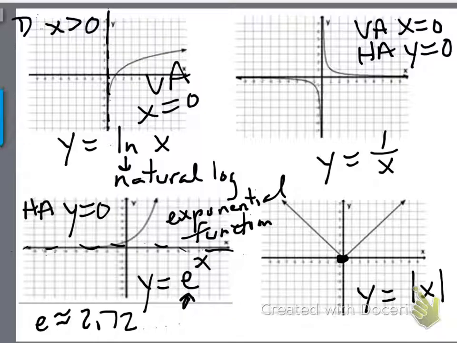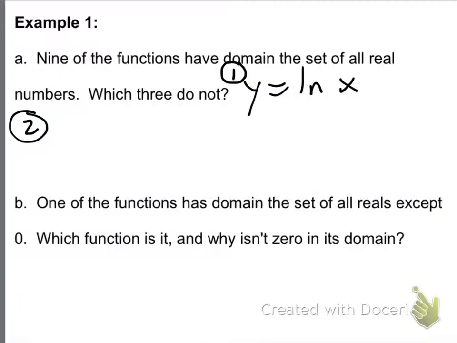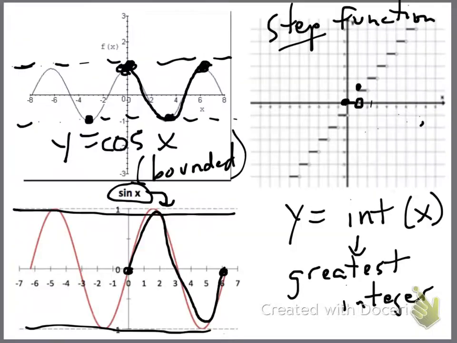Okay, let's go back. What about 1 over x? 1 over x goes from negative infinity to 0 and from 0 to infinity, because remember, we cannot use 0 in the domain. At x equals 0, this value is undefined. So the domain for 1 over x is all real numbers except 0. So y equals 1 over x does not have the set of all real numbers as its domain.